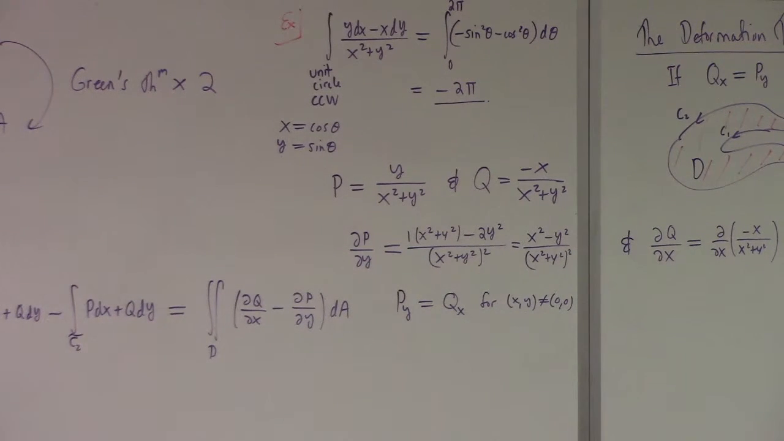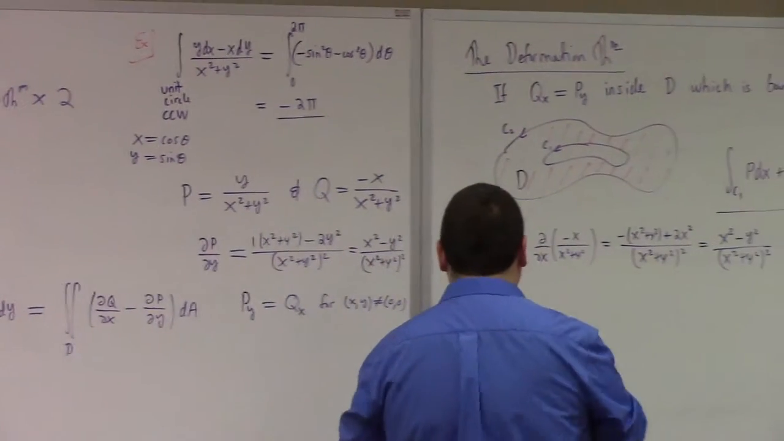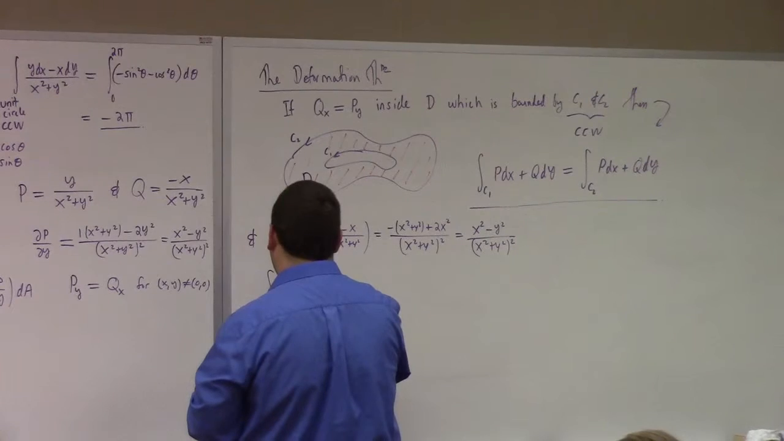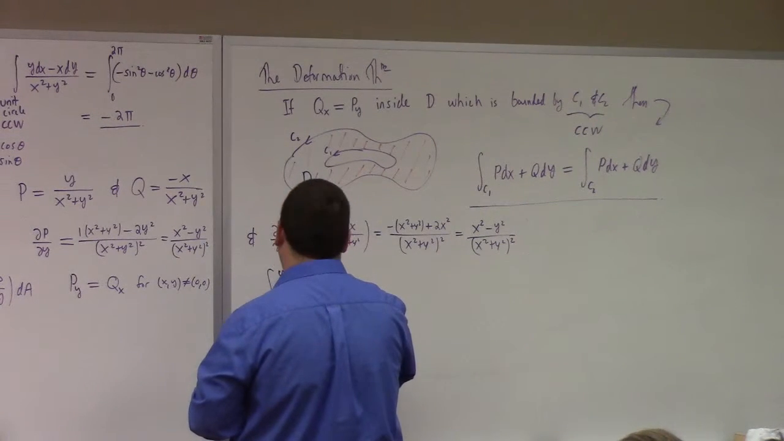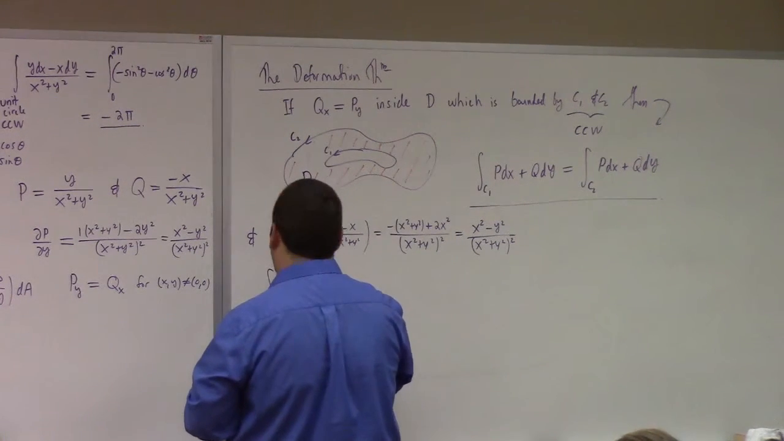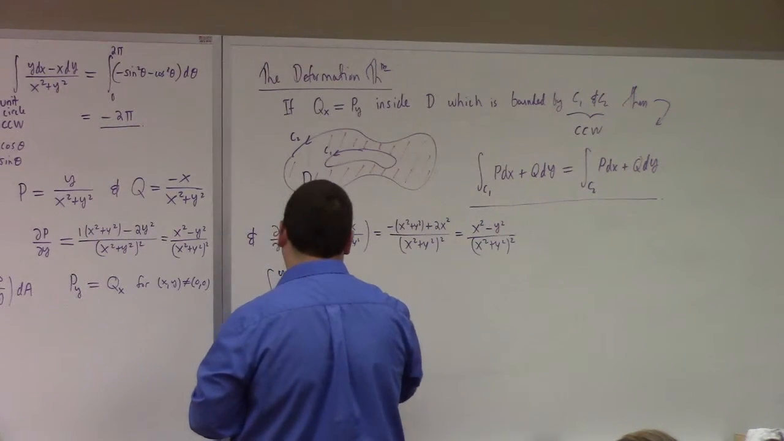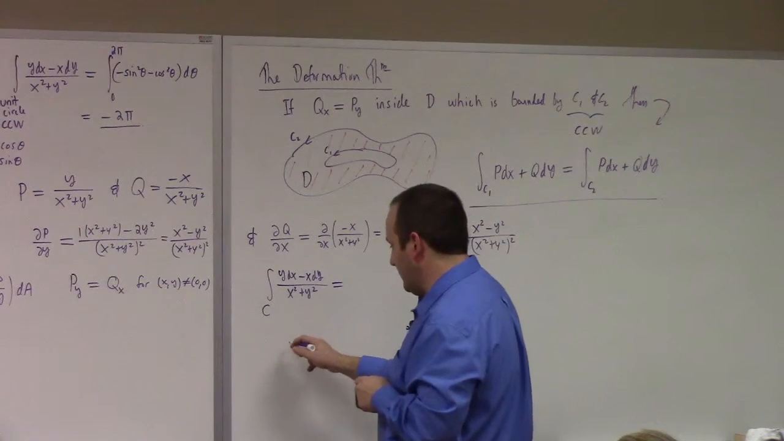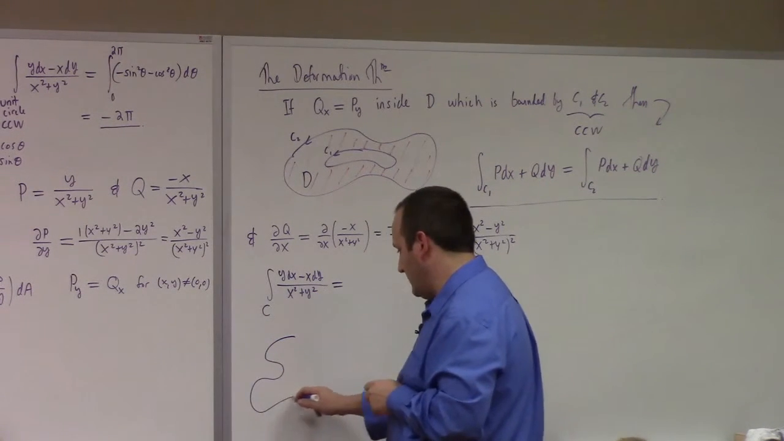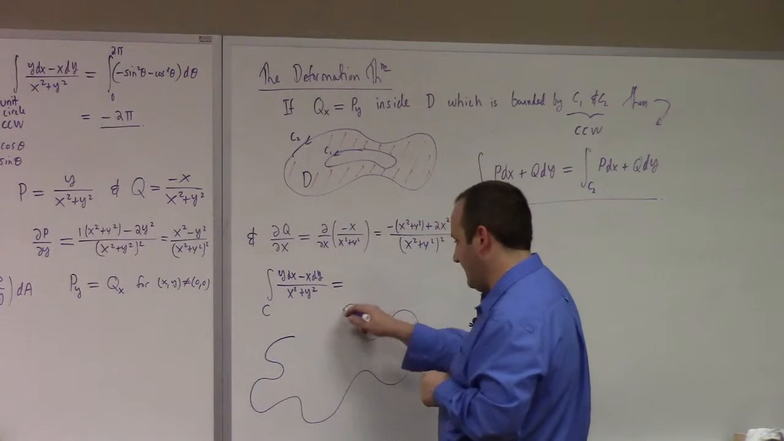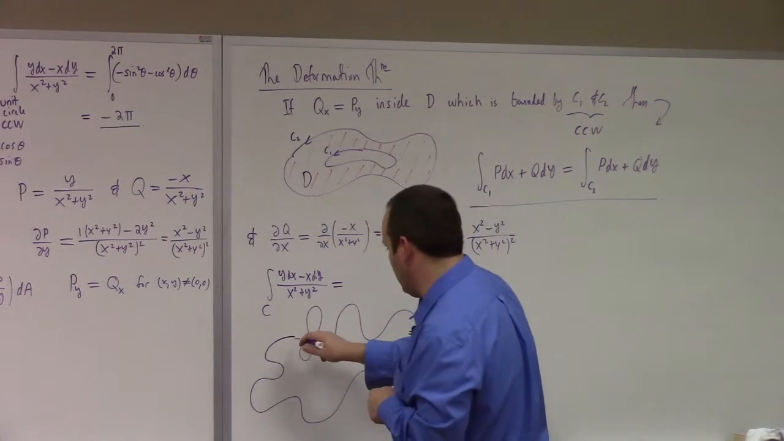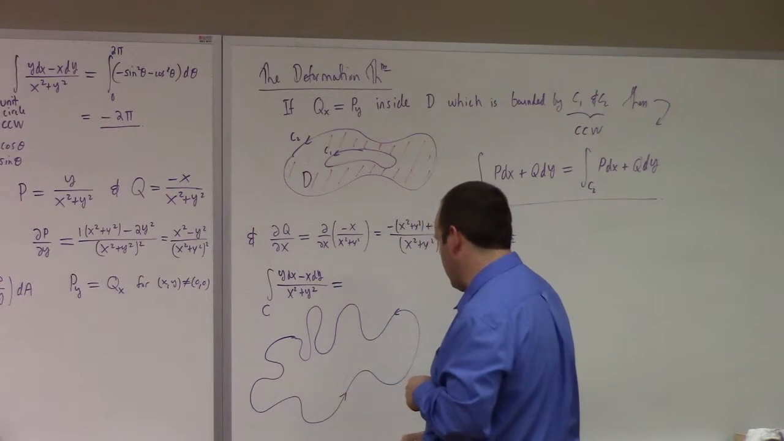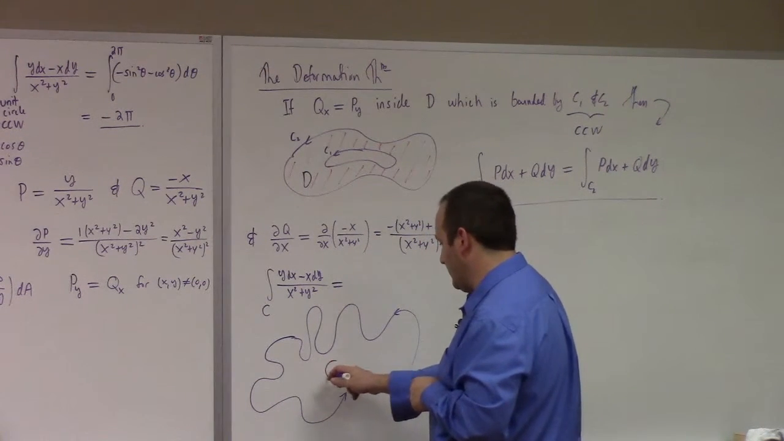So, I could ask you, calculate the integral around C of y dx minus x dy over x squared plus y squared, right? And I could say C is this curve, counterclockwise oriented, and here's the unit circle, by the way.